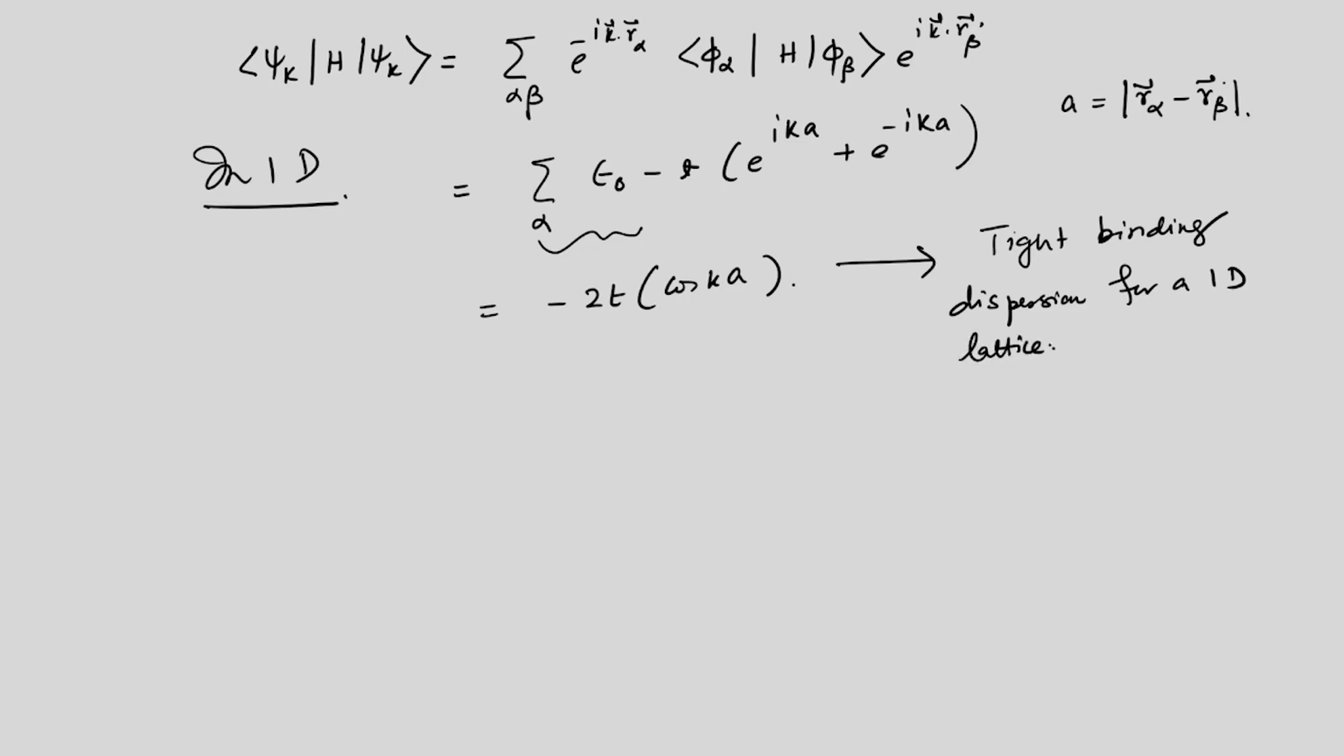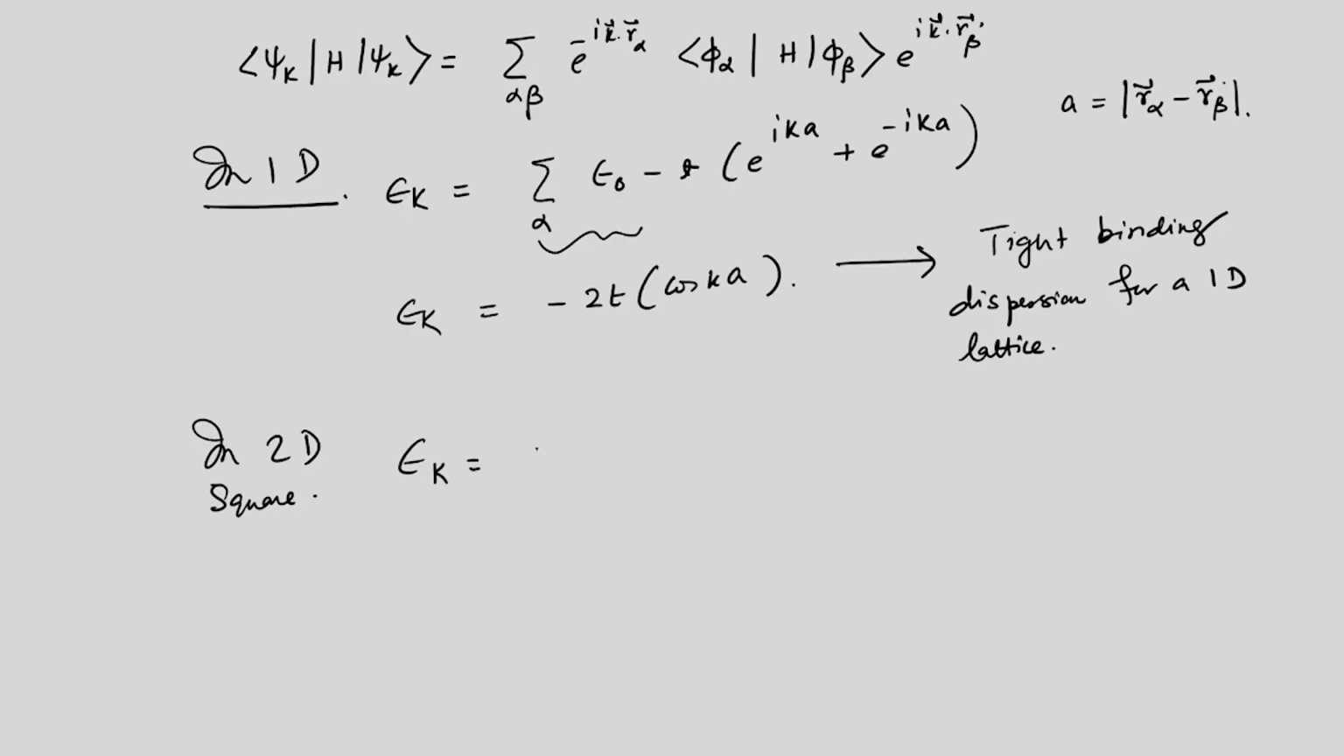And very soon we are going to use this. In a 2D square lattice, so this is the 1D chain result, epsilon k, that is its dependence on k. k is a wave vector that runs over the first Brillouin zone, and this is equal to minus 2t, and then you have a cosine kx a plus a cosine ky a and so on.